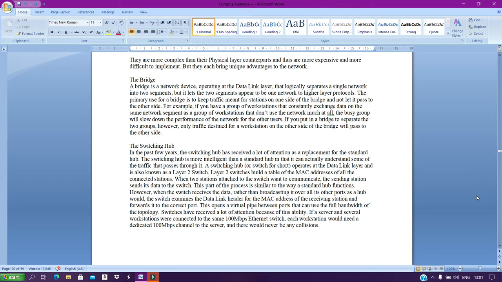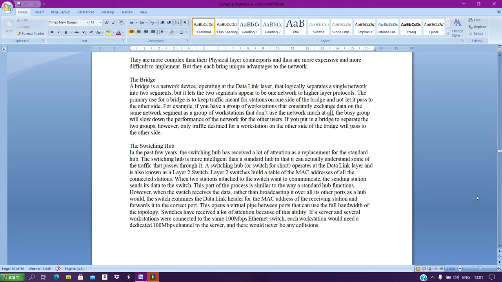The bridge. A bridge is a network device operating at the data link layer that logically separates a single network into two segments, but lets the two segments appear to be on one network to higher layer protocols. The primary use for a bridge is to keep traffic on one side of the bridge and not let it pass to the other side.